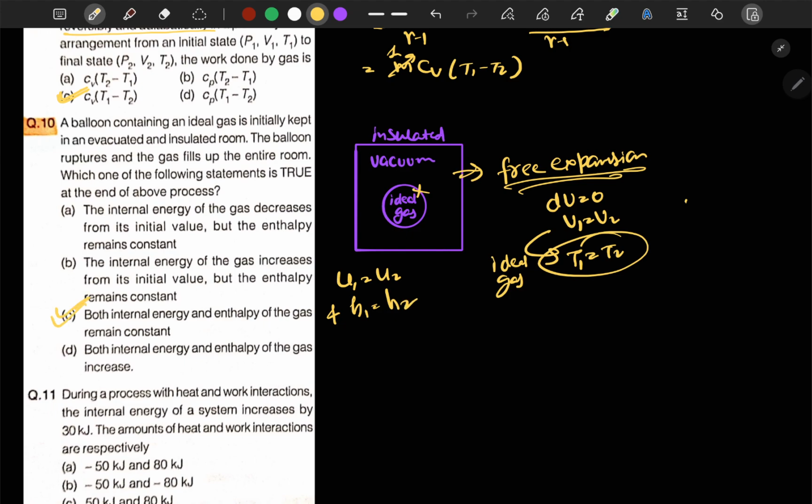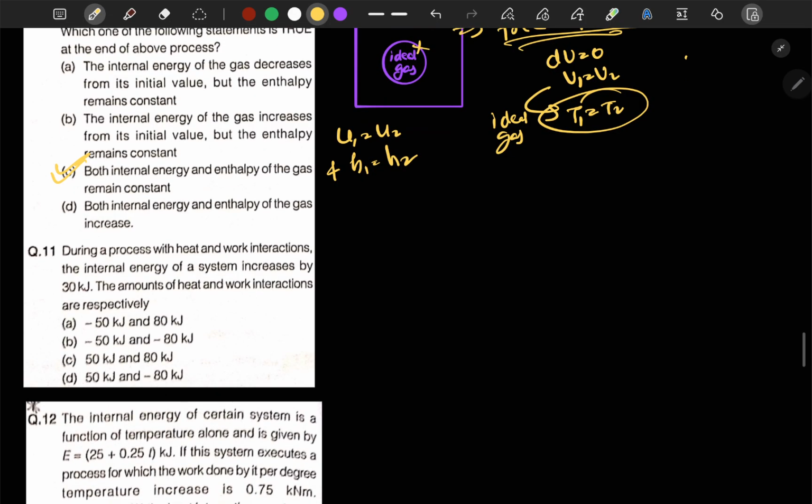Okay, now we will be moving to the next question. During the process with heat and work interaction, the internal energy of the system increases by 30 kilojoule. Okay, internal energy of the system increases, so delta U will be positive 30 kilojoule. The amount of heat and work interaction respectively. Okay, so a simple question.